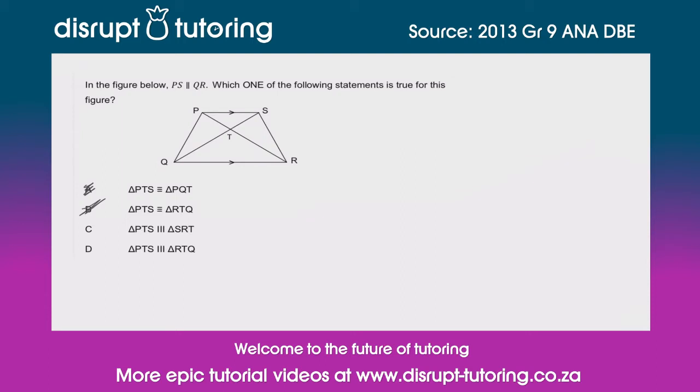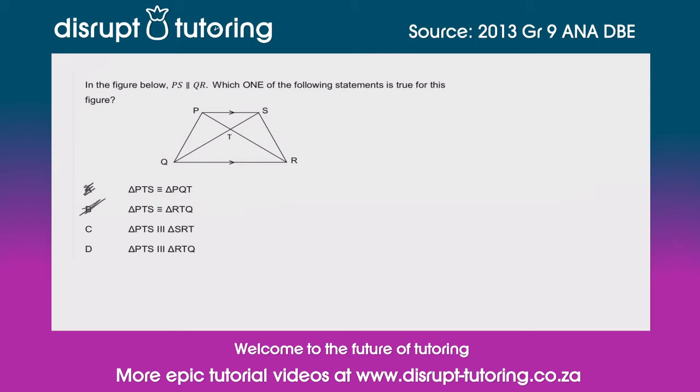Moving on to C, they've changed the symbol now to represent similarity. So when two triangles are similar, it means that the sides are in a constant ratio, or the corresponding sides are in a proportional ratio. All right, so there's a constant ratio between the sides. That's one thing. And secondly, that the corresponding angles are all of equal size. So corresponding angles are equal.